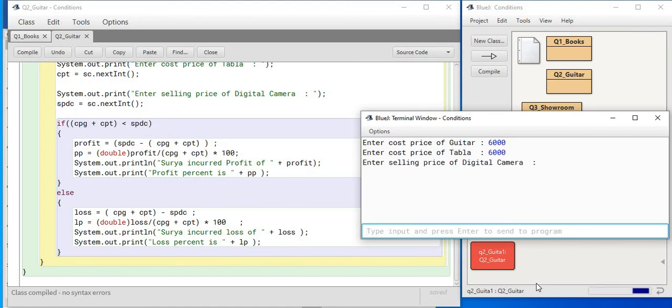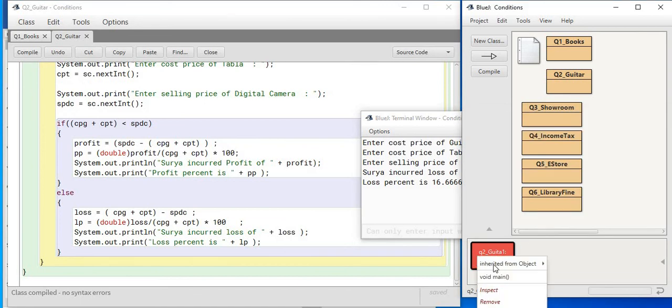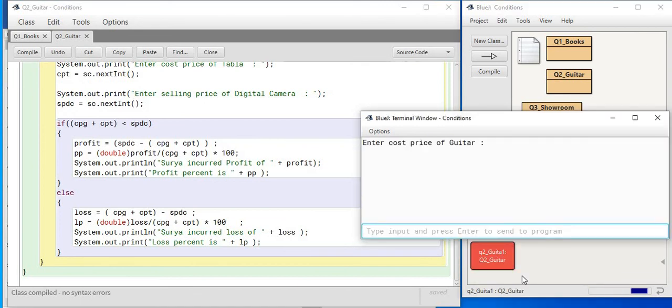And the selling price of digital camera is 10,000, right? Oh, so you incurred a loss and the loss percent is coming as a recurring decimal. As I had told you a little while ago, I will also show you a case when there is neither profit nor loss. Suppose cost price of guitar is 6,000 and the cost price of tabla is 4,000 and the selling price of digital camera is 10,000. Which part will happen?